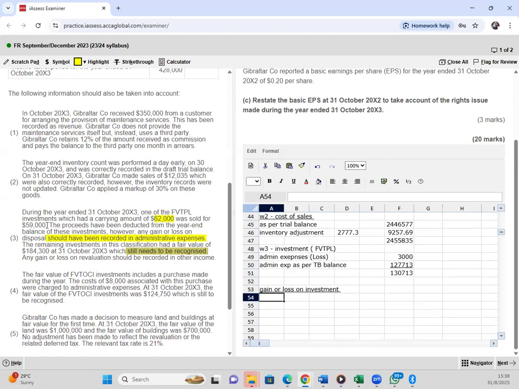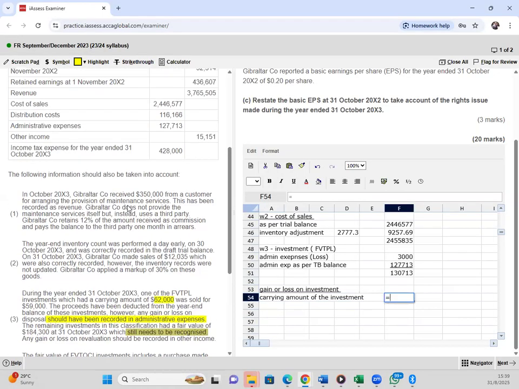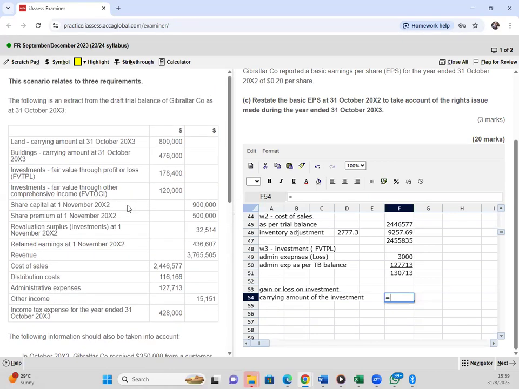The asset had a carrying amount of 62, but they removed 59. So from the amount that they removed, we need the carrying amount of the remaining investment. If we go to the trial balance, the carrying amount of the investment is 178,400.